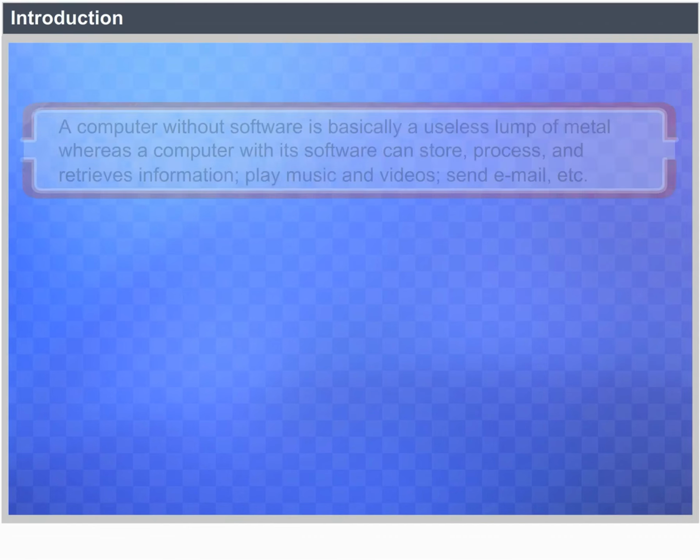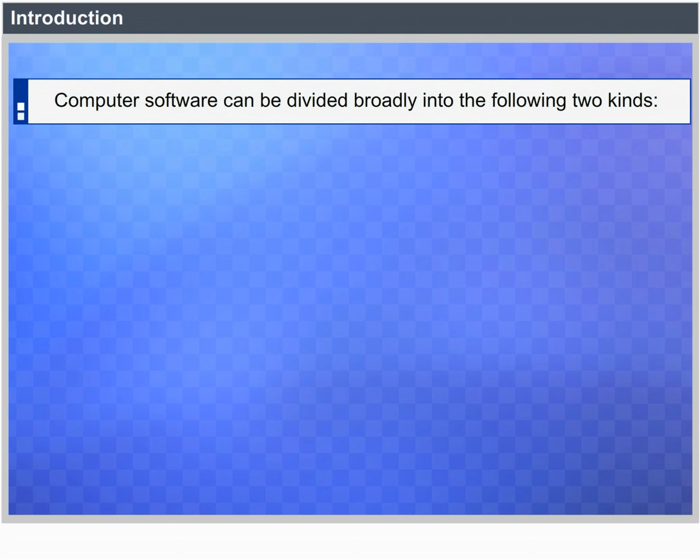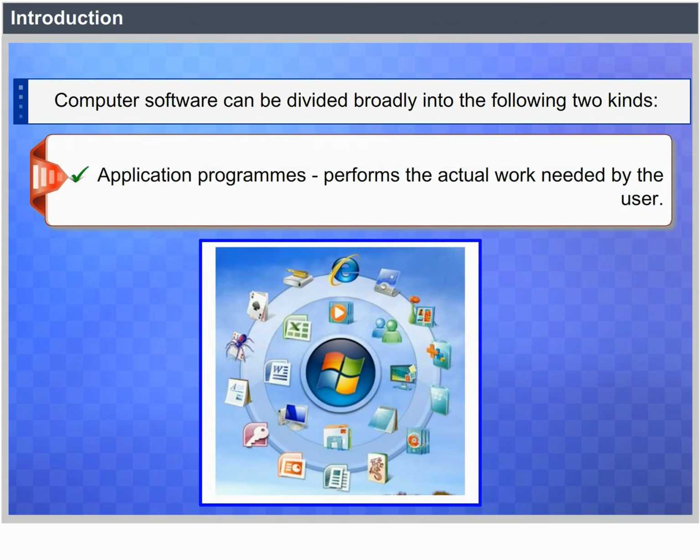Introduction. A computer without software is basically a useless lump of metal, whereas with its software, a computer can store, process, and retrieve information, play music and video, send email, etc. Computer software can be divided roughly into two kinds. System programs, which manage the operation of the computer itself. Application programs, which perform the actual work the user wants.